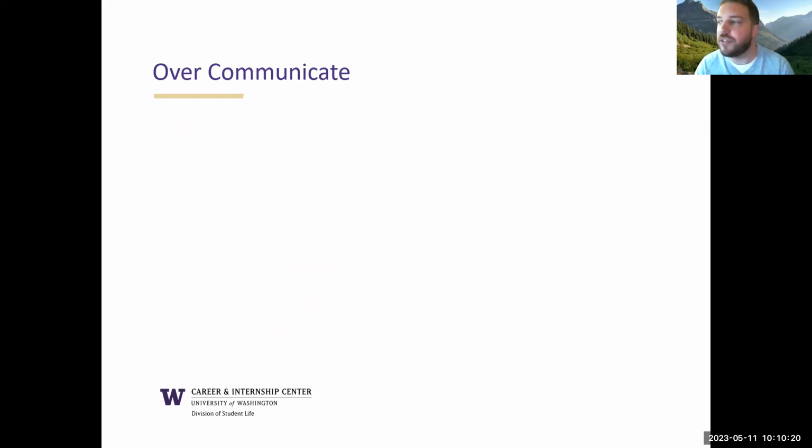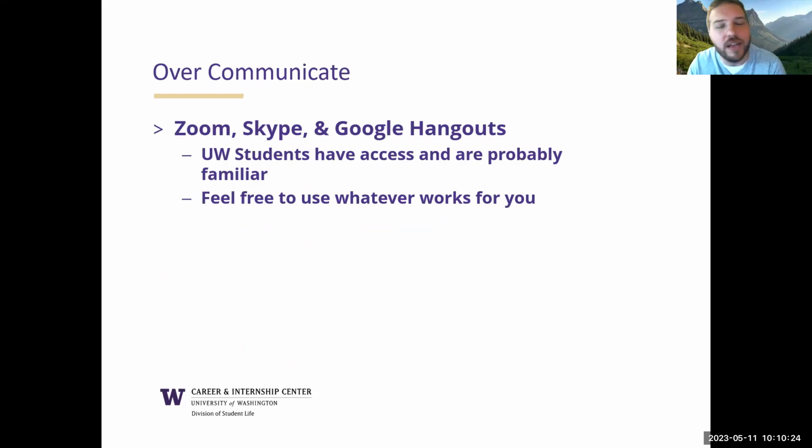Okay, a couple other notes on over communication is just some ideas for how to do it well. So these are the platforms that a UW student would have. If you recruit a UW student to your internship, they have access to Zoom, Skype, and Google Hangouts through their UW NetID, and many students are familiar with these platforms. We also know students are using lots of other platforms like Slack or Teams or whatever else.